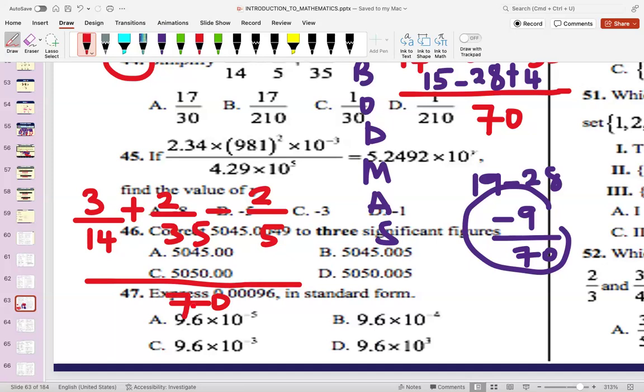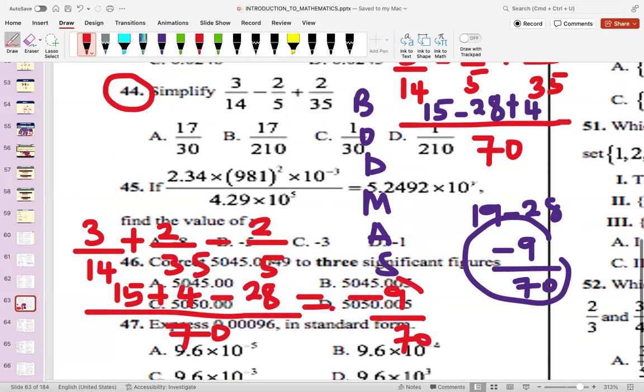14 will move into 70 5 times. 5 times 3, you have 15, plus 35 moves into 70 2 times. 2 multiplied by 2 is 4, minus 5 goes into 70, 14 times. 14 times 2, 28. So you see that you still get the same 19 minus 28, which will still give you negative 9 over 70.